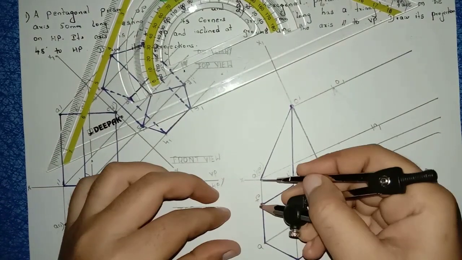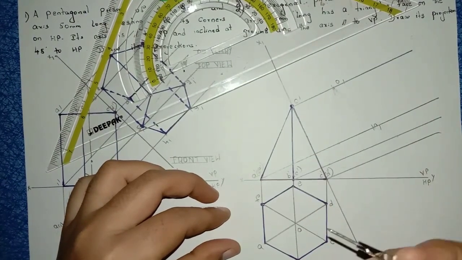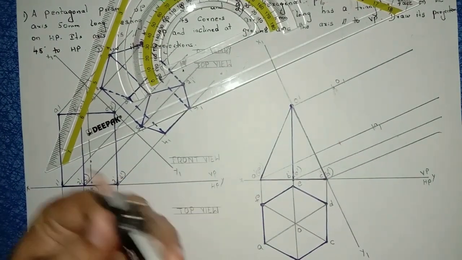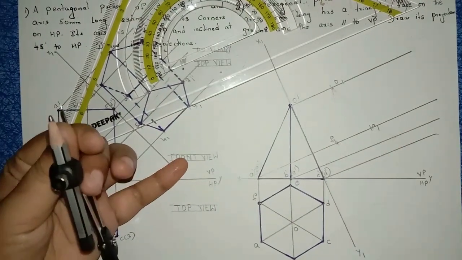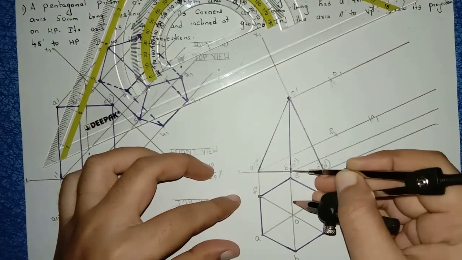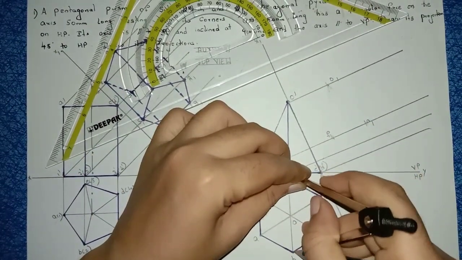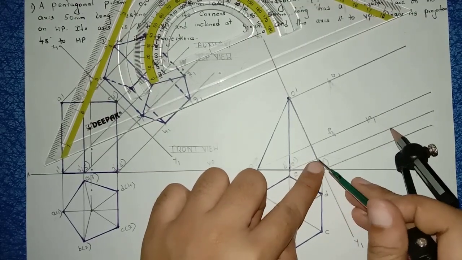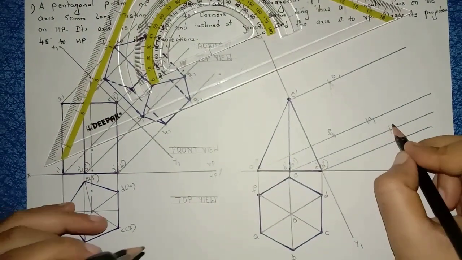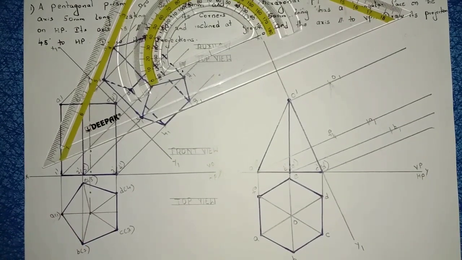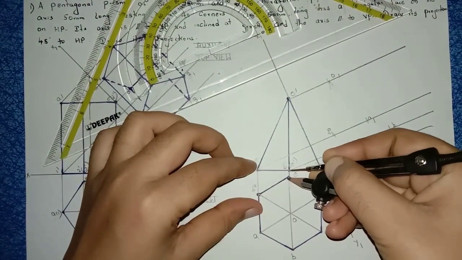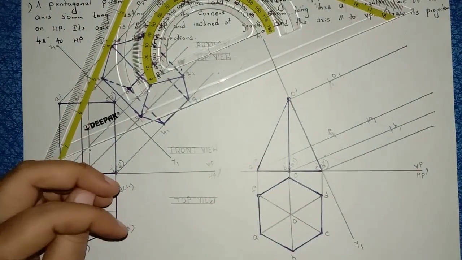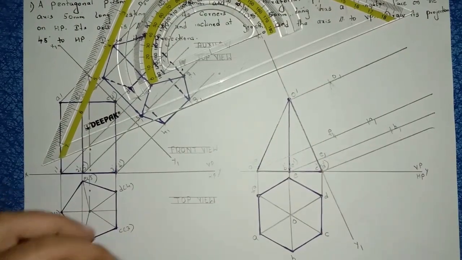Then next, from this reference line to the F point, take this distance with the compass. Keep your compass on this new reference line. Mark the point, so this point is F1. Then next, from this reference line to the B point, take this distance with the compass. Keep your compass on the new reference line. This is your B1. Then next, from this reference line to the E point, take this distance. Again keep your compass on the new reference line. Name this point E1.